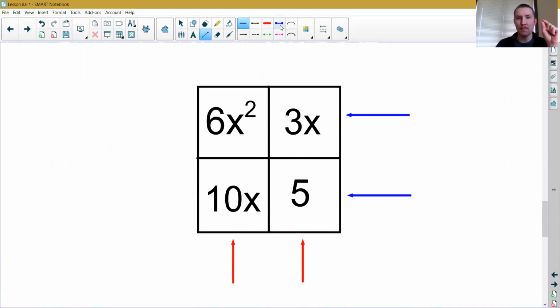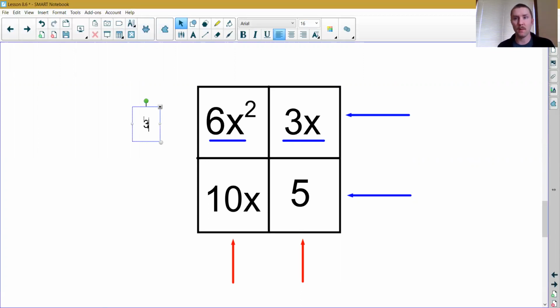If I go down to the full window here, if I look at this top row first, where this blue arrow is pointing, these two terms here, the 6x squared and the 3x, what is the greatest common factor of those two things? Basically what I'm asking is, what can I divide out of both of those pieces? Well, I'm going to deal with the numbers and the letters separately here. And I'm going to realize that when I have a 6 and a 3, they can both be divided by 3. Okay, and that's the biggest number that both of them can be divided by. 6 divided by 3 is 2, and 3 divided by 3 is 1, right?